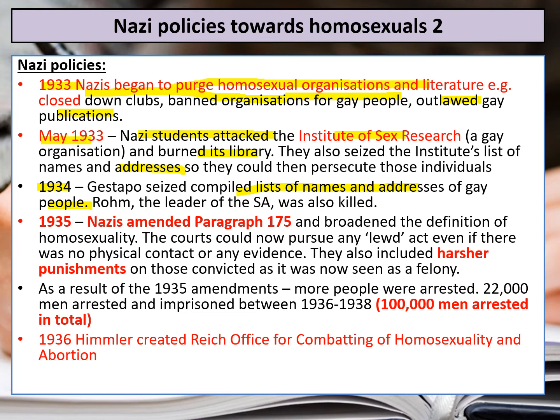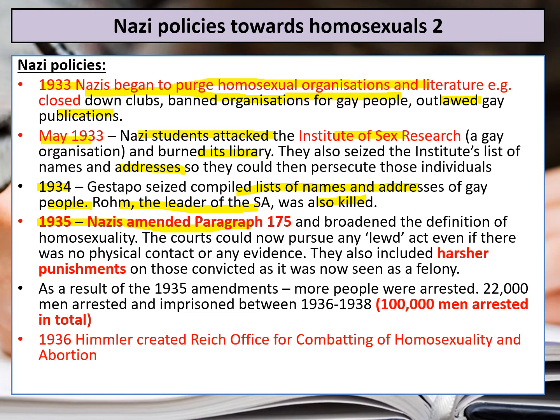Don't forget as well that in 1934 Röhm, the leader of the Brown Shirts, the SA, was also killed, and one of the accusations against him was that he was gay. Now, the really crucial year that I want you to know about is 1935, because this is absolutely crucial to their legal persecution of homosexuals.